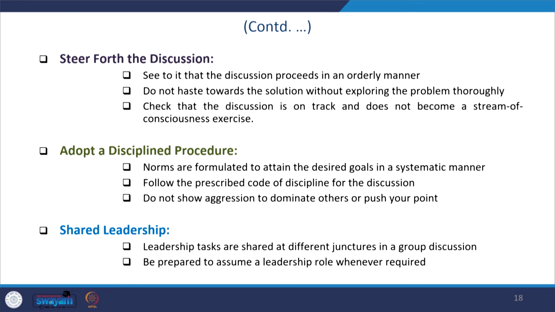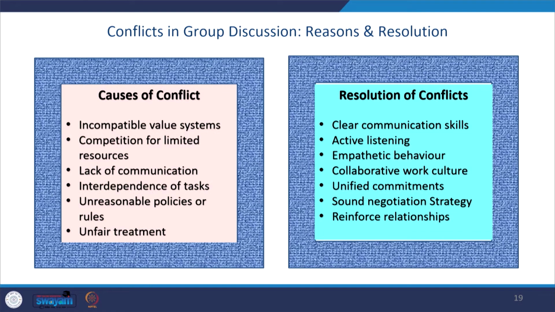That is what can make you a creative contributor in a GD. There are conflicts in a GD, as we have already said, that there are certain causes of conflict. Conflict can arise out of incompatible value systems. Sometimes one tries to dominate others, sometimes one tries to compete for a limited resource, sometimes lack of communication, sometimes unfair treatment, but then the conflict has to be resolved through clear communication skills, listening, negotiation strategy.